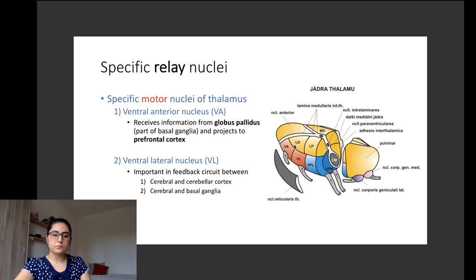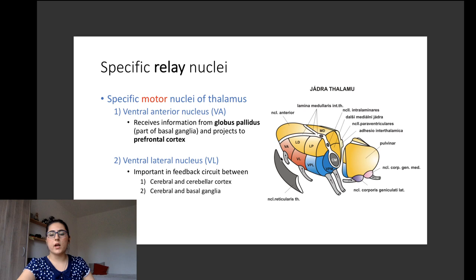So, we're talking about motor. I'm not really sure if you have studied the basal ganglia yet, but you should know that basal ganglia, cerebellum, and the primary motor cortex, these three structures are the most important ones responsible for movement. So obviously, if the thalamus is relaying information, it's going to relay that information to the part of the brain that's responsible for movement. So it makes it that much easier.